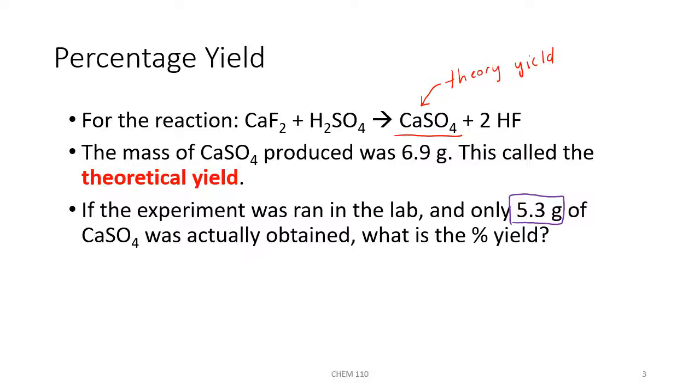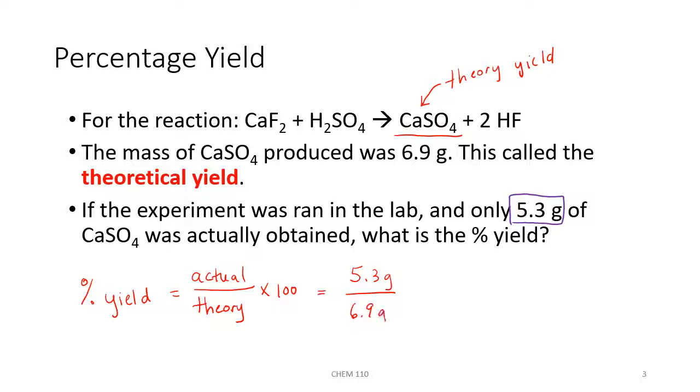The percent yield for any reaction can be calculated by taking the actual yield divided by the theoretical yield times 100. The actual yield is always going to be less than the theoretical yield because you can never get that 100% theoretical yield in real life. In this case, we would take our 5.3 grams that was actually obtained and divide by our 6.9 grams that we got from our stoichiometry calculation. Multiply by 100 to express it as a percentage, and this reaction would have had a 76.8% yield.